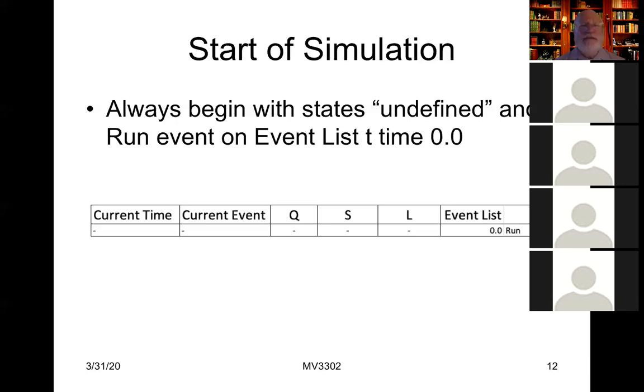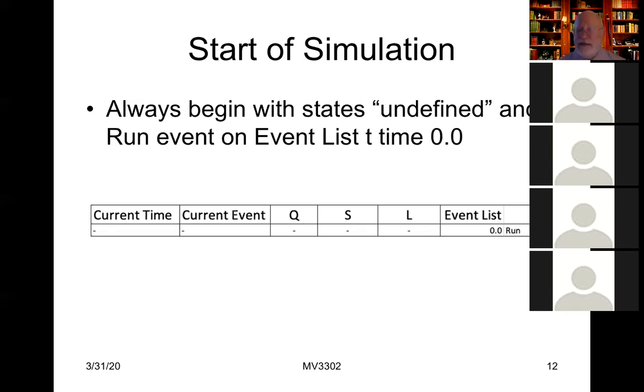So the way that the simulation starts is that we always begin with things basically undefined. So we will begin with the state before the simulation even begins. The world does not get created until the run event happens. And so what we begin with is a current time. In this little sequence of tableaus, we're going to list the current time, the current event, and the values of our 3 state variables, Q, S, and L. Remember, Q is the number in the queue, S the number of available servers, and L the number in the system.